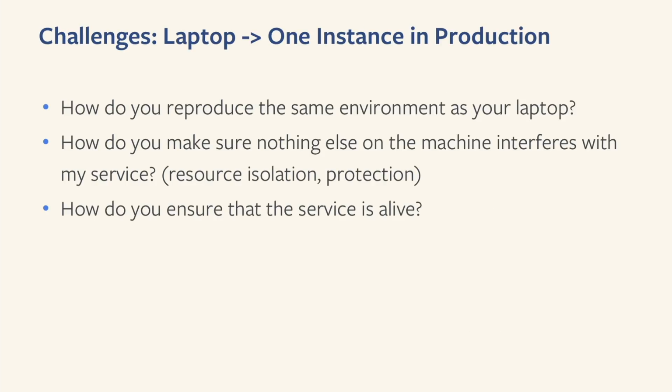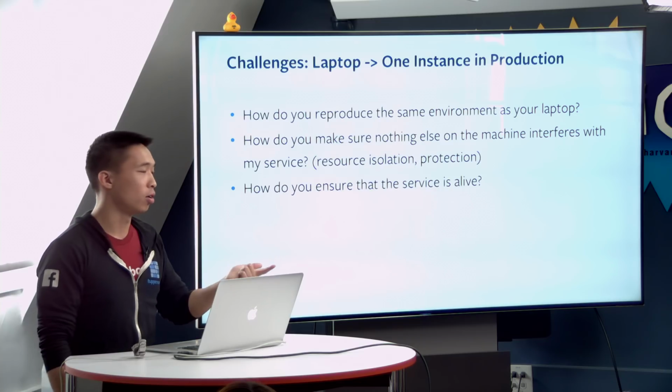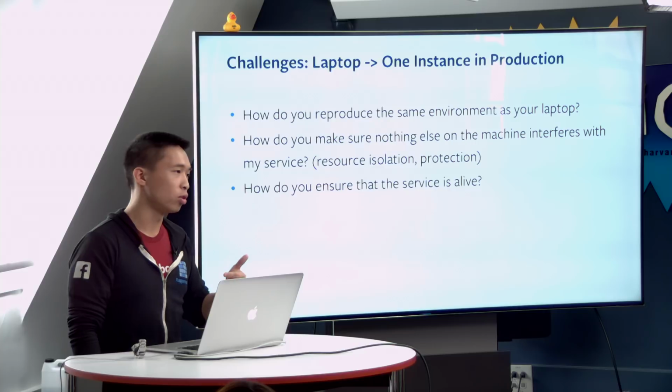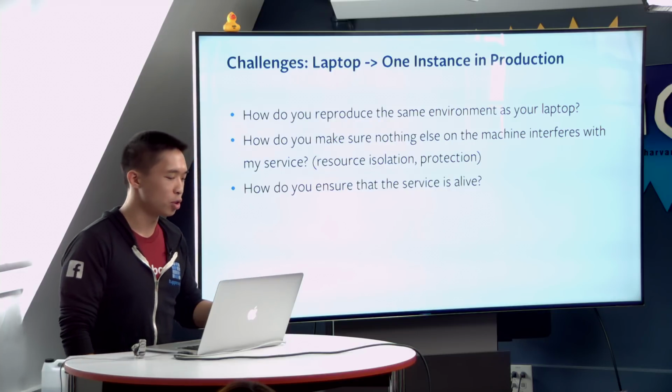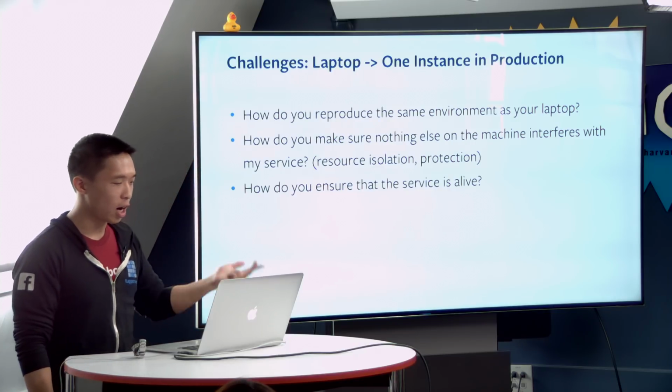So here's a summary of the challenges to go from your laptop to one copy in production. How do you reproduce the same environment as your laptop? How do you make sure that once you're running on a production machine, no other workload is affecting my service, and my service isn't affecting anything critical on that machine? And then how do I make sure that my service is always up and running? Because that's the goal, to have users be able to use your service all the time.